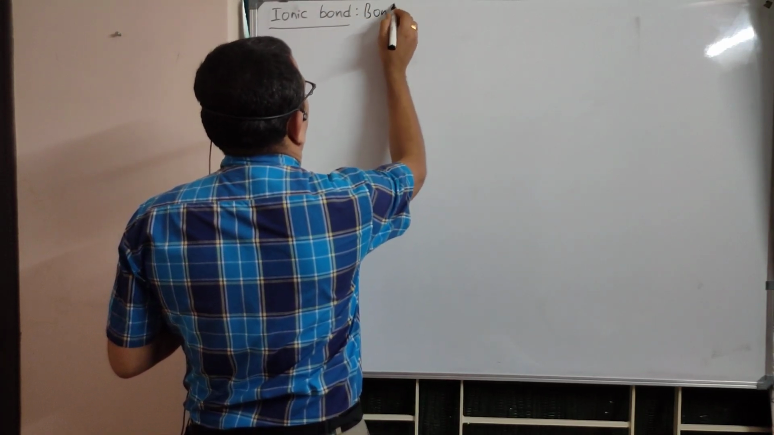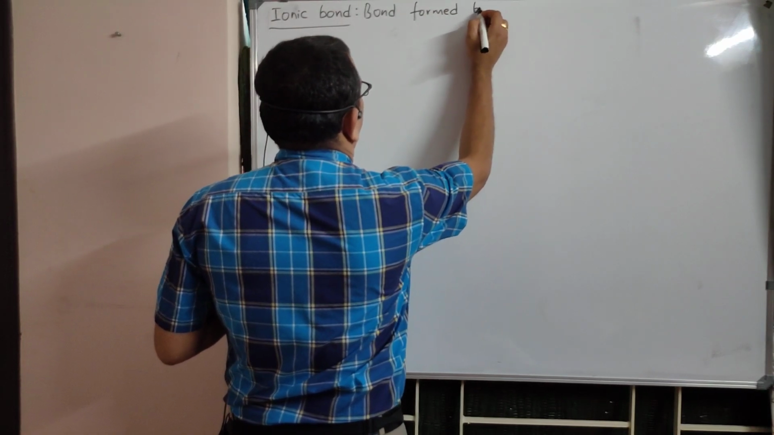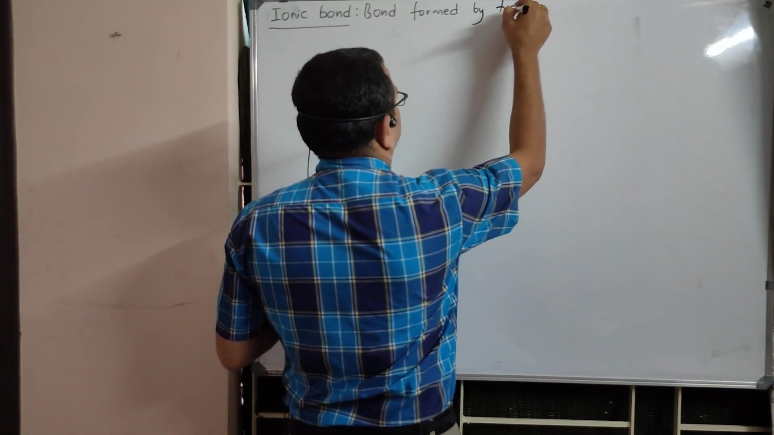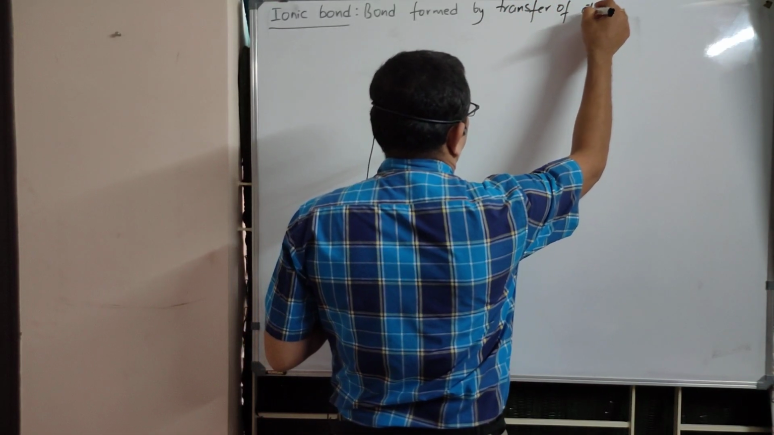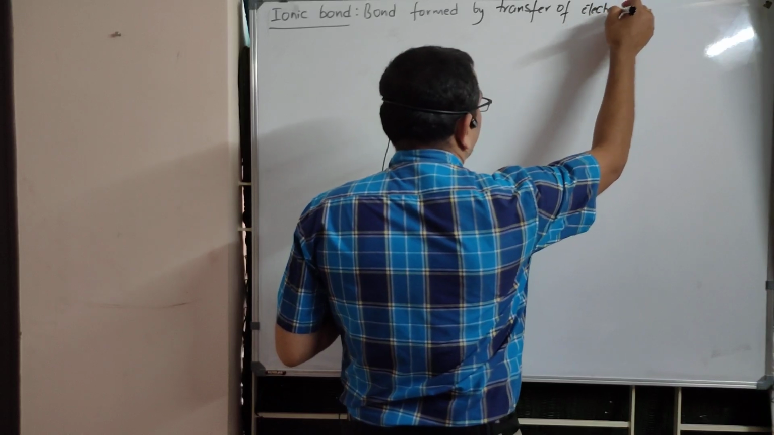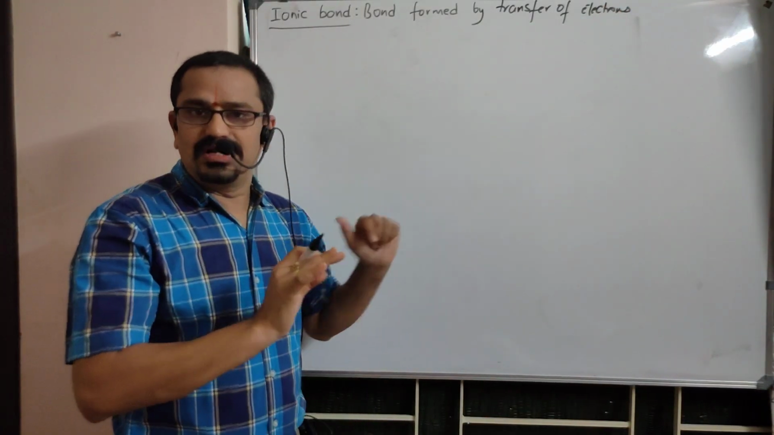Bond formed by transfer of electrons. Electrons means where to where? That point should be specified. This definition is enough for schooling.